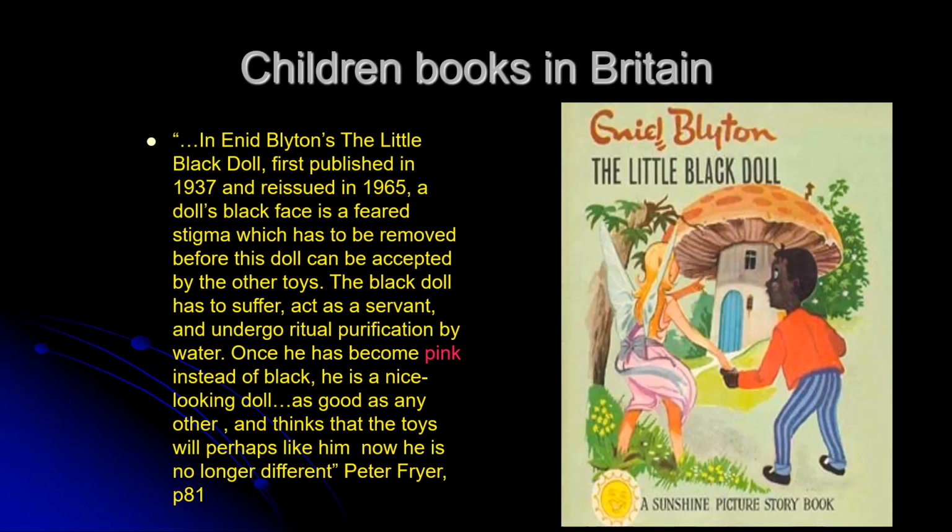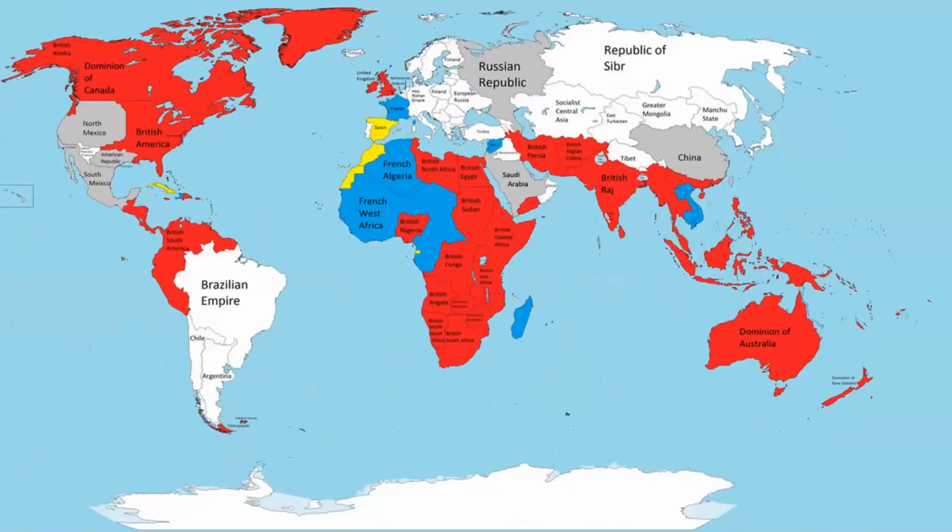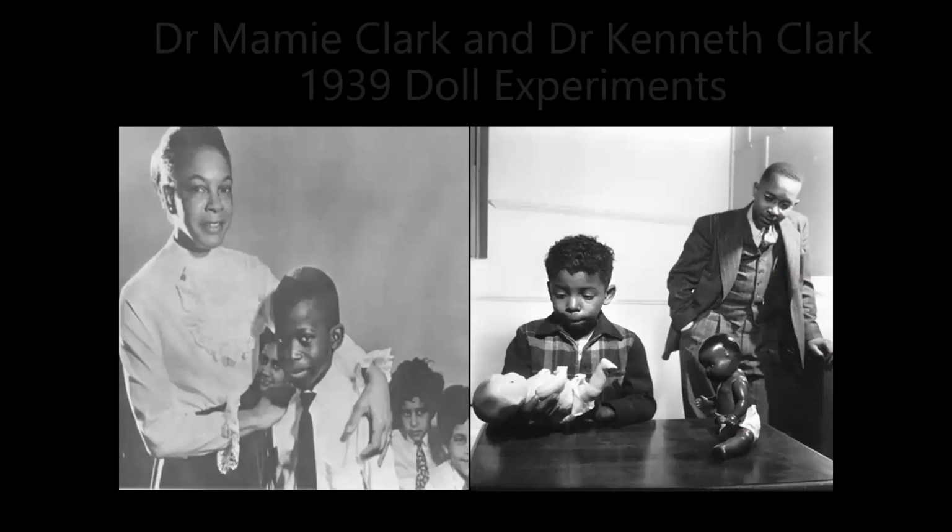He is a nice looking doll. That's because he's pink now, as good as any other, and thinks that the toys will perhaps like him now. He is no longer different. He's almost the same as them. So don't be surprised when we see the British Empire the way it is and why people have the concepts they hold even to today, even at the most pervasive level, whether it is consciously done or unconsciously done.